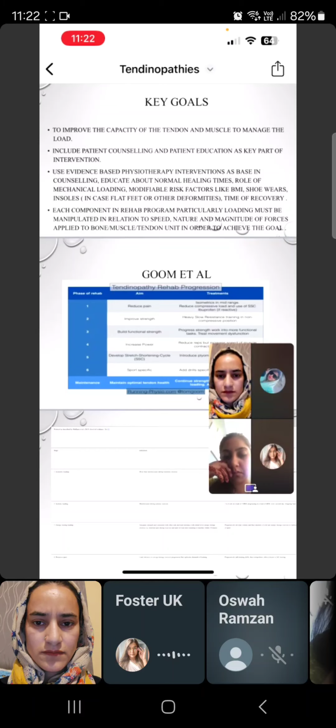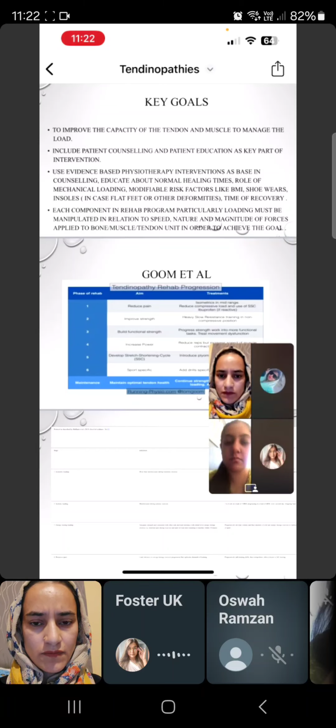You can manipulate different factors. So there are various factors. For example, you can manipulate the load. The load will be constant, you're going to work on your load, but then you're going to add more components. For example, speed: ballistic loading, fast loading, slow loading, and then changing the nature and magnitude of forces, how they will be affected, at what speed, at what rate they will be applied to your tendon, to a bone. So we always talk about the bone, muscle, tendon unit. They work as one unit in order to achieve the full goal. It will be more clear when we discuss the exercise plans in the next coming slides.